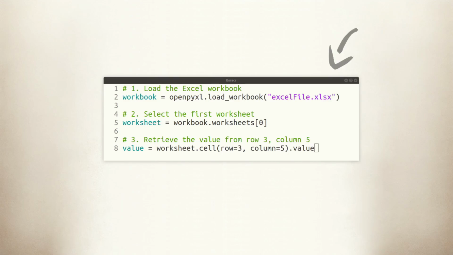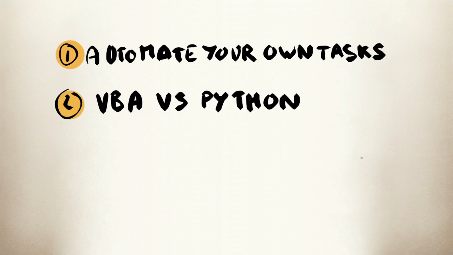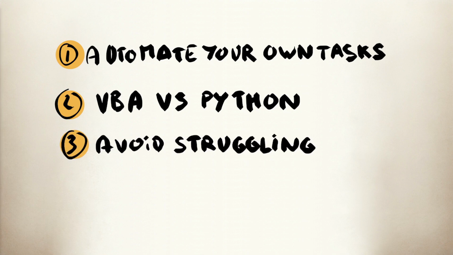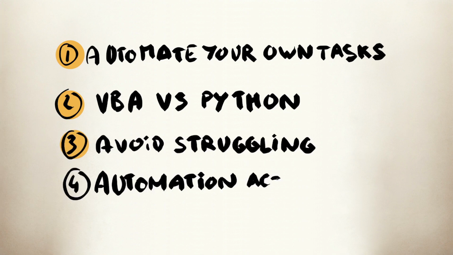This is 3 simple lines of code to automate Excel. By the end of this video, you'll know exactly how to use them. You'll be able to automate your own tasks, whether to use VBA or Python to do that, avoid struggling when using a programming language, and I'll give you an automation action plan to keep building up those 3 lines of code to gradually automate more and more complex tasks.